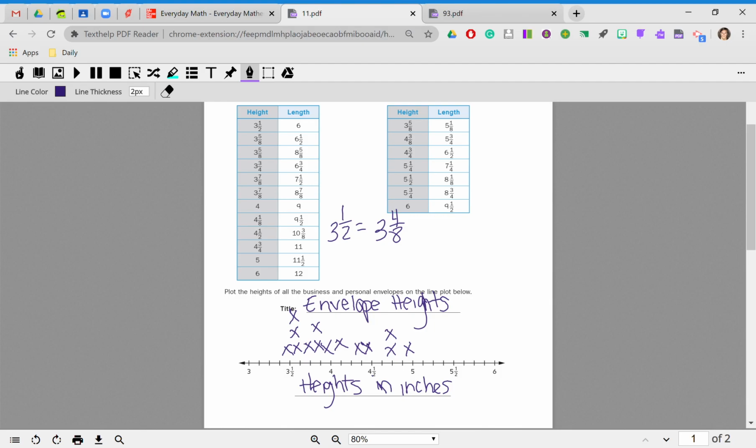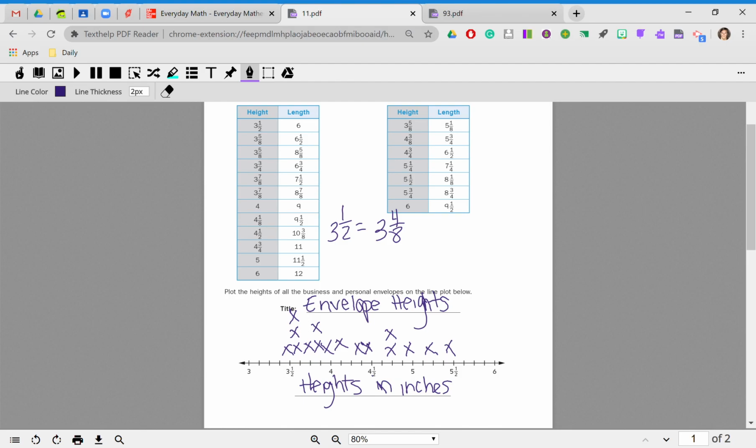5 and 1/8, there are none. 5 and 2/8, or 5 and 1/4, has 1. None for 5 and 3/8. 1 for 5 1/2, or 5 and 4/8.